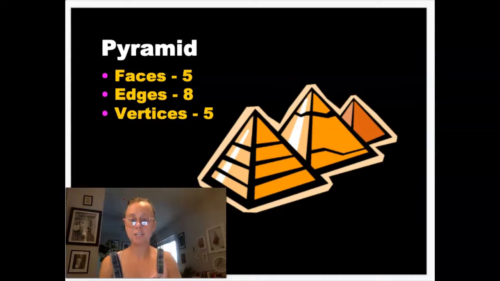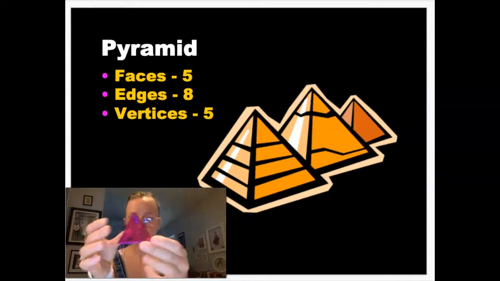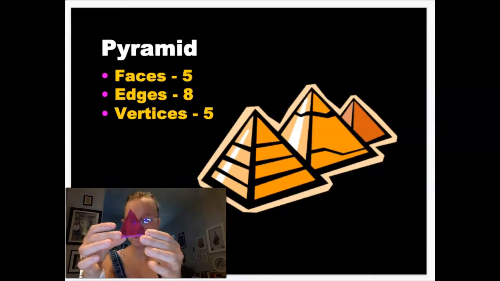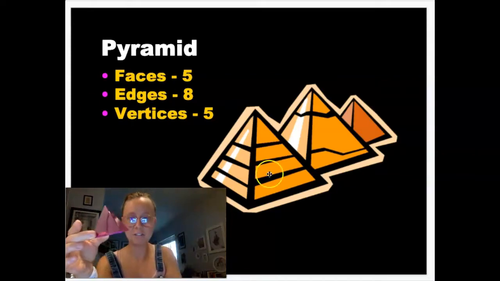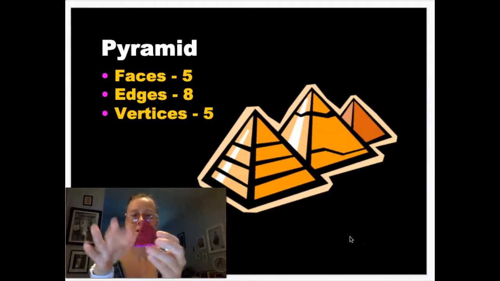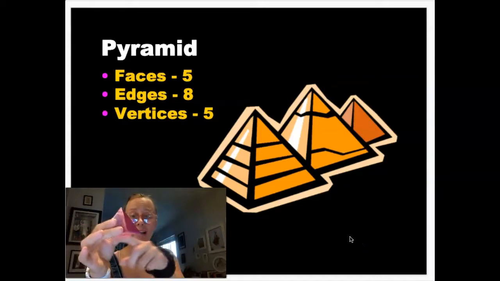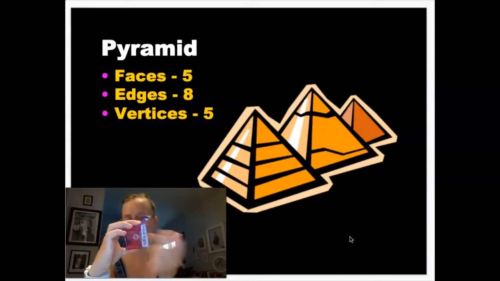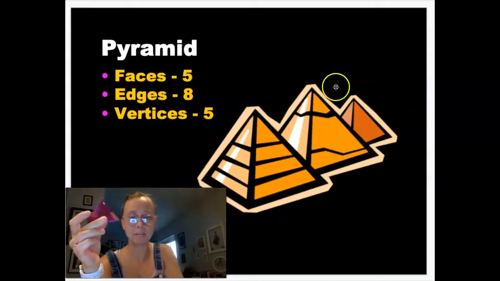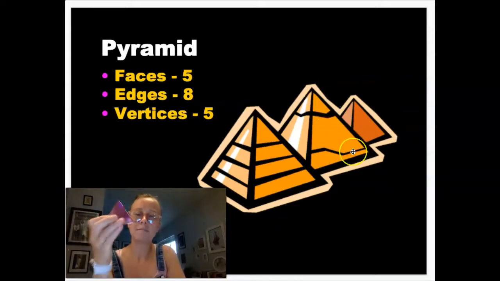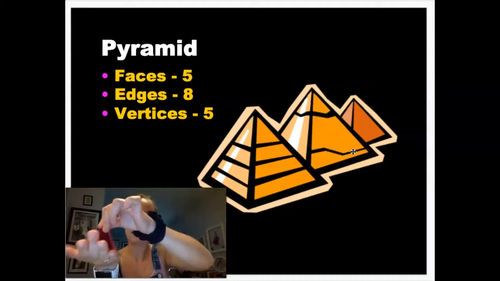The last shape we're going to talk about is a pyramid. So a pyramid, we can think of a pyramid in Egypt, like this picture shows, right? They have 1, 2, 3, 4, 5 faces. We can't forget about the bottom, even though sometimes we can't see that in a picture like this one. We have to remember that this is a solid shape, so it has a bottom.